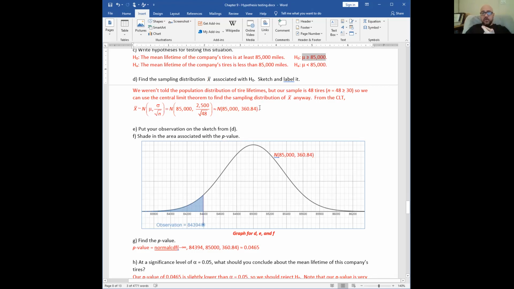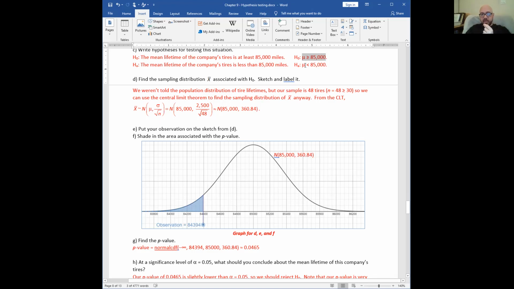So I want to draw this. So I do that here, right? I actually draw that distribution on my computer. And then what I do from there is put on our actual observation, because remember, everything along the x-axis here is the value of some x bar. Well, our x bar is one of those, right? And here it is, 84,394.